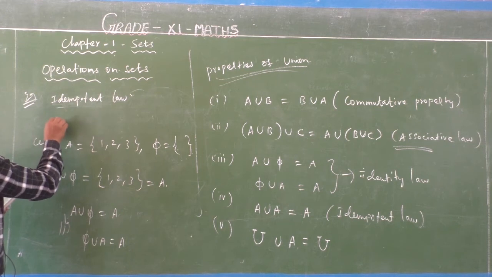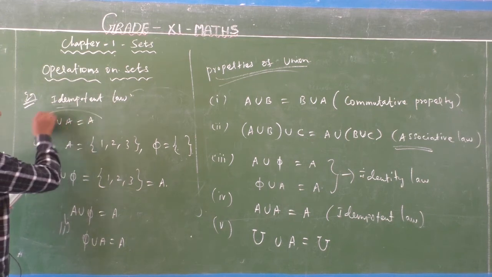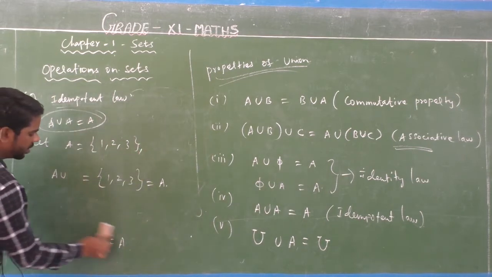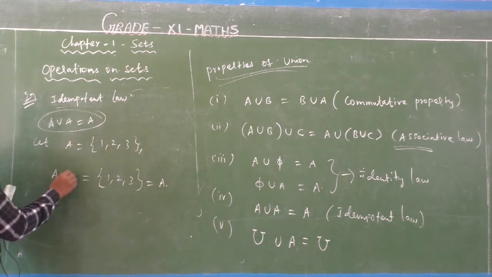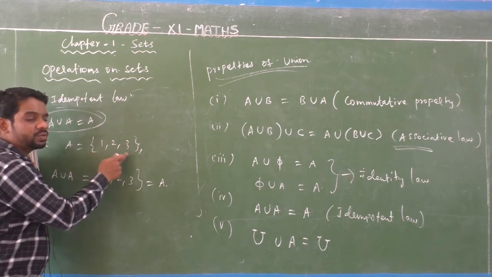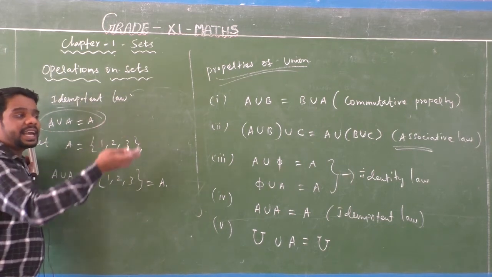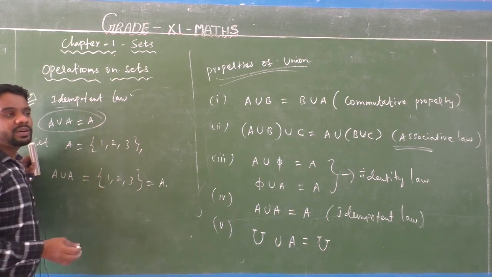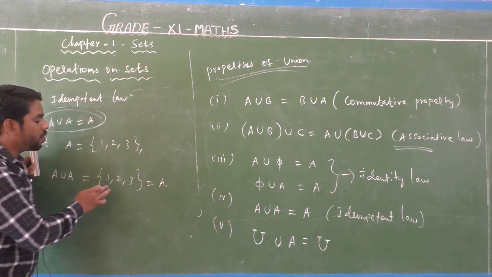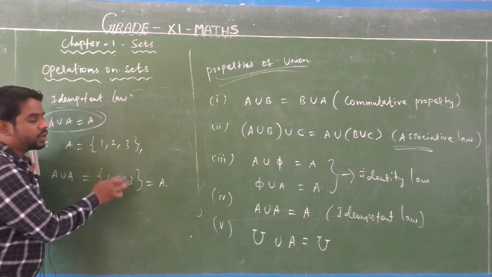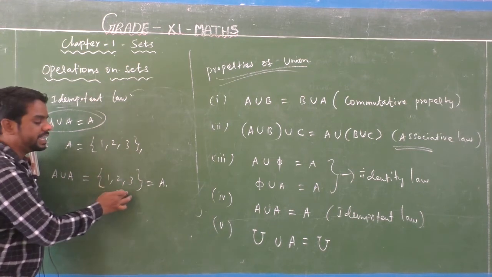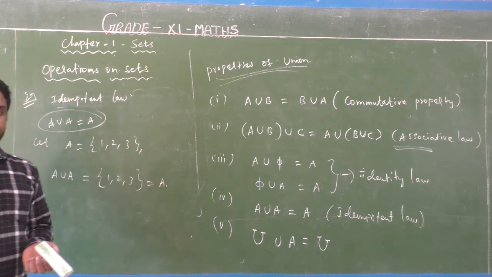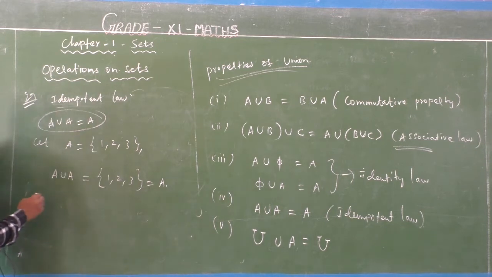A union A is equal to A. This is the idempotent law. Listen. A has 3 elements: 1, 2, 3, and A union A is again A. So 1, 2, 3 are common elements, and we take common elements only one time. So 1, 2, 3 is equal to set A. So A union A is equal to A. This is the idempotent law. Okay? Next, the fifth one.